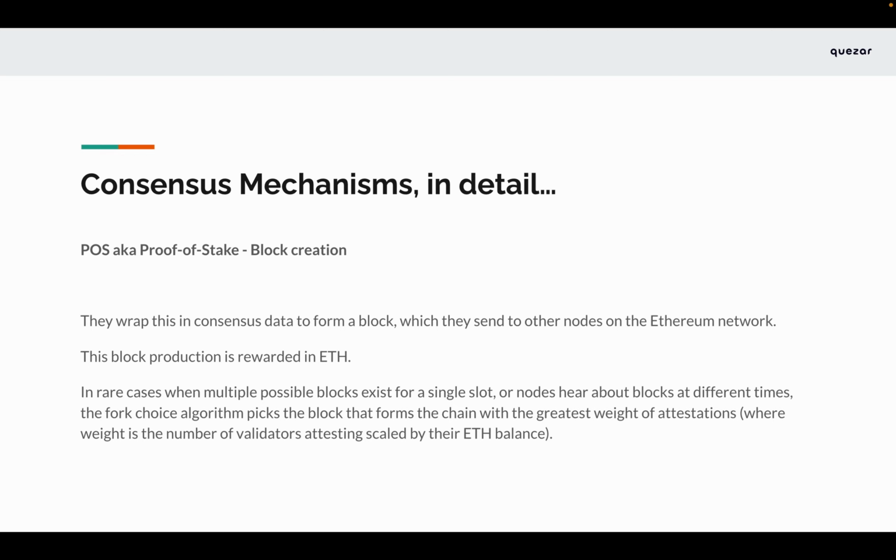In rare cases, when there is a conflict and multiple possible blocks exist for a single slot, the fork choice algorithm picks the block that forms the chain with the greatest weight of attestations. Simply put, the chain that has more ether staked on it would be the final chain.